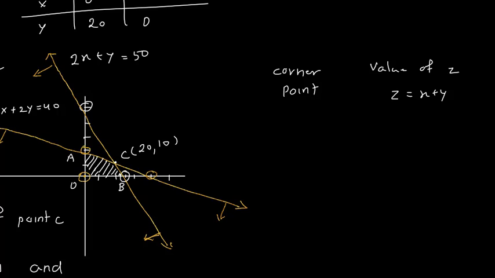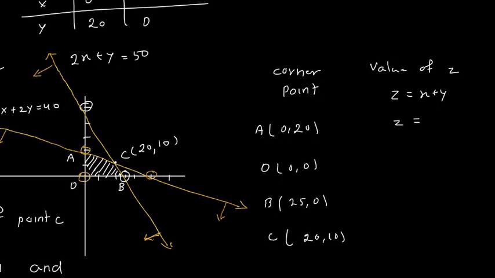The various corner points we have are A, which is (0, 20). We have O, which is (0, 0). Then we have B, which is (25, 0). And then we have C, which is (20, 10). Now the value of Z: here I get 20, here I get 0, here I get 25, here I get 30.